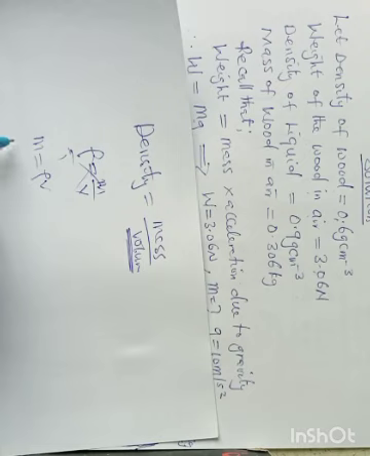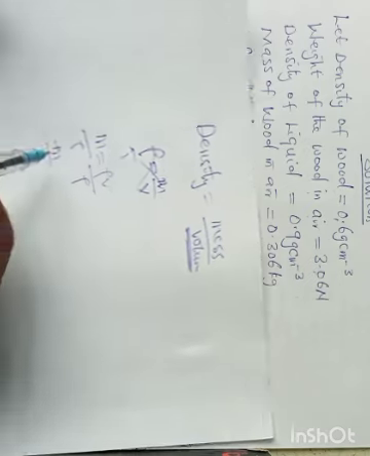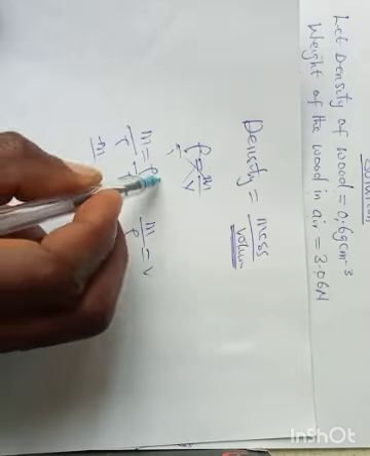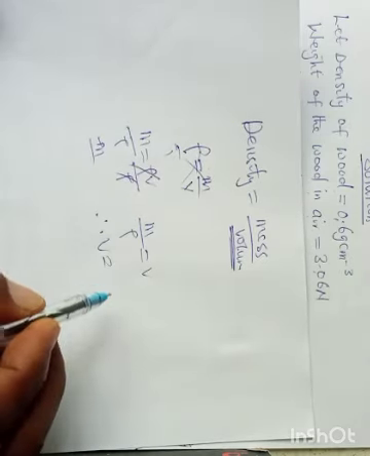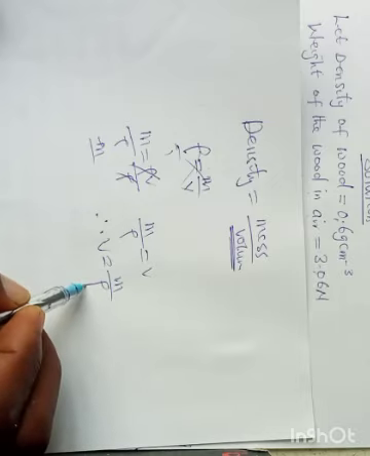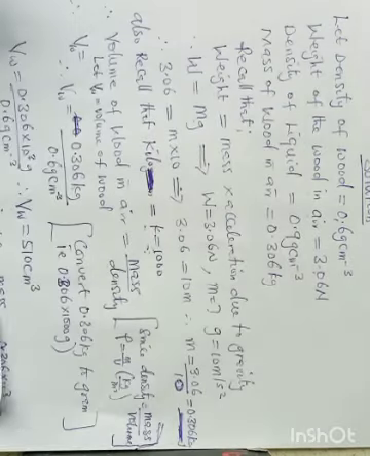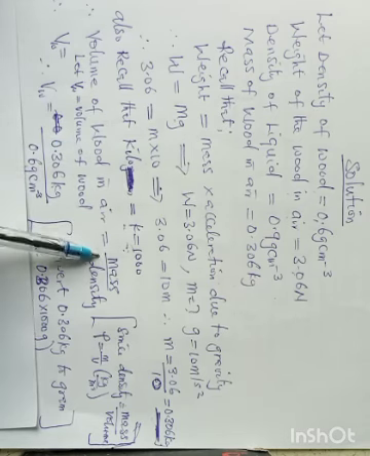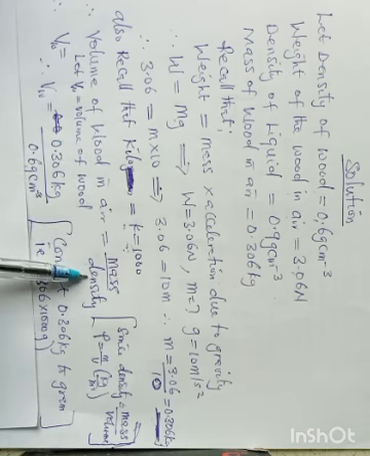So since I'm looking for volume, I will need to make the volume the subject of the formula, by dividing both sides by rho. So all you have now is M over rho equals V, because V is equal to mass all over density. So that is how, according to this standard, the volume of the wood in air is equal to mass all over density.